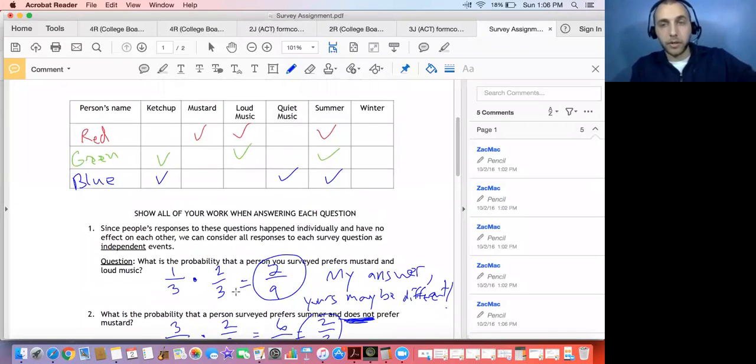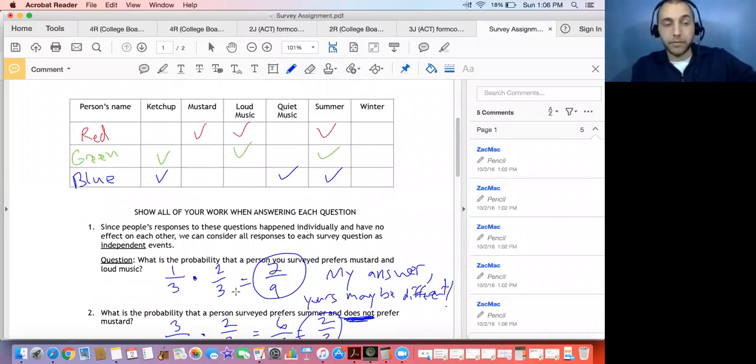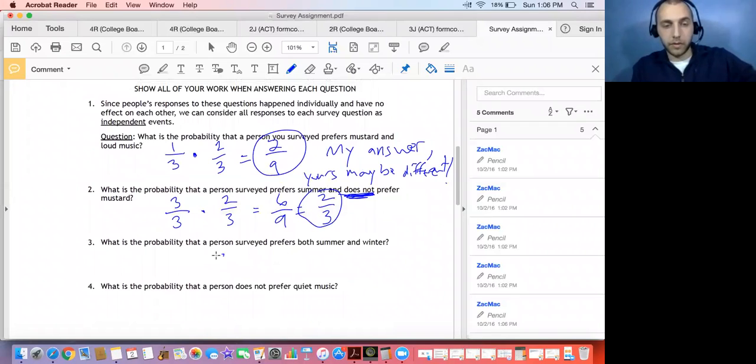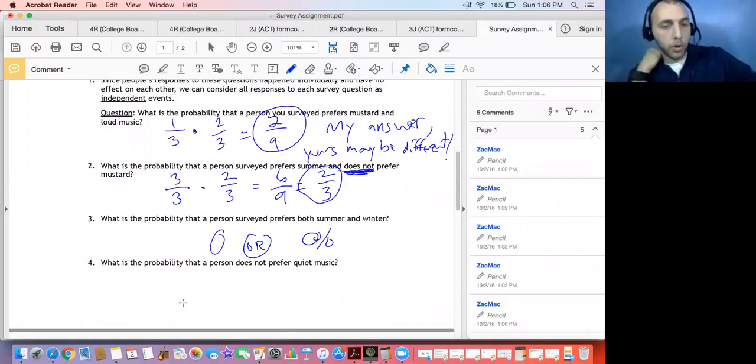Going on, what is the probability that a person surveyed prefers both summer and winter? Well, knowing the situation, that really wasn't an option, right? They had to pick one or the other. You can't prefer both. So in this situation, that would have to be 0 or 0%, or however you want to say that. Can't happen.